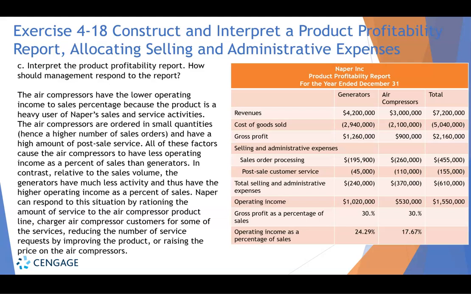What does all this mean? Well, the air compressors have lower operating income to sales because the product has heavier use of the sales and service activities of those departments. The air compressors are ordered in smaller quantities, so there's a higher number of sales orders. They have a high amount of after-sale service. So basically, it makes the air compressors show less operating income than the other product line. The generators have much less activity and thus have a higher operating income as a percent of sales.